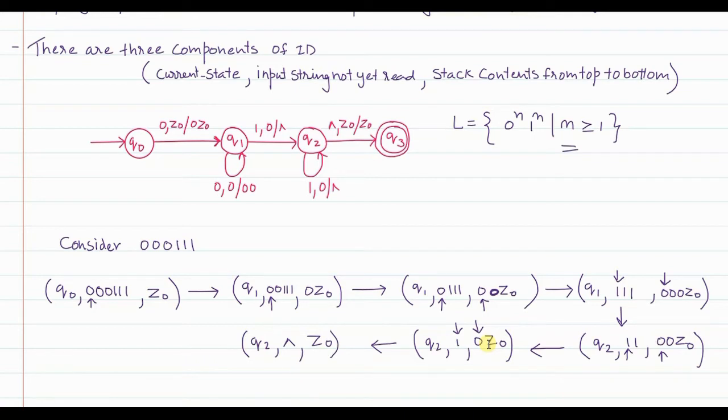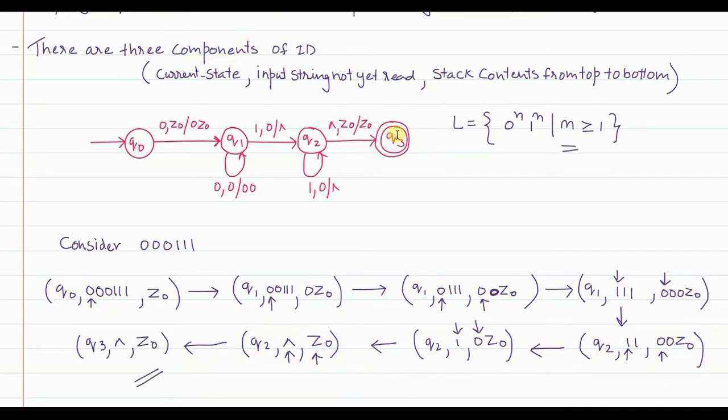Now when you are in Q2 state, when nothing is remaining to be read and stack is also empty, then what you do? In Q2 state, when nothing is remaining to be read and stack is also empty, you perform a no change operation and you just go to Q3 state. That's a final state. Since the operation is no change operation, Z0 which was on top of the stack still remains on top of the stack.